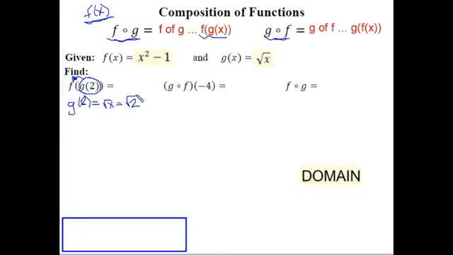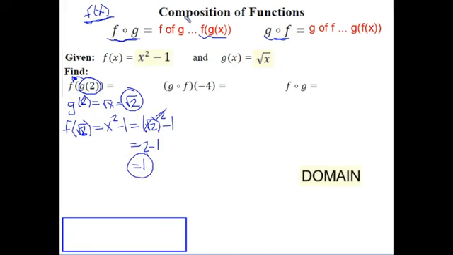So now that we found what g of 2 actually is, the square root of 2, we want to put this value into the f equation. So we're now going to find f of the square root of 2. Our f function was x squared minus 1. If we put in the square root of 2 for x, we're going to have the square root of 2 squared, where the square root and the squared cancel each other out, so we're just left with 2 minus 1, which is 1. Alright, so see how we're composing functions together.